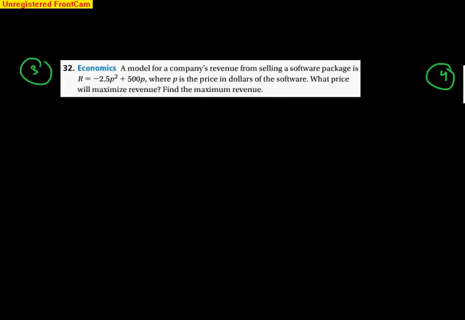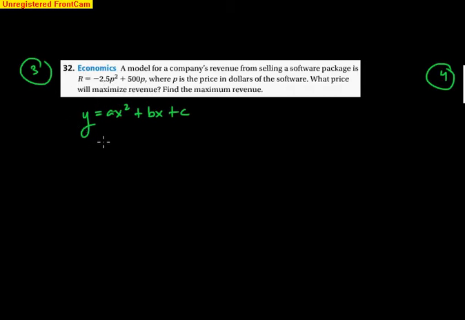3. A model for a company's revenue from selling a software package is R equals negative 2.5P squared plus 500P, where P is the price. What price will maximize revenue? Find the maximum revenue. This equation is in standard form, y equals ax squared plus bx plus c. Our y is an R and our x's are P's.